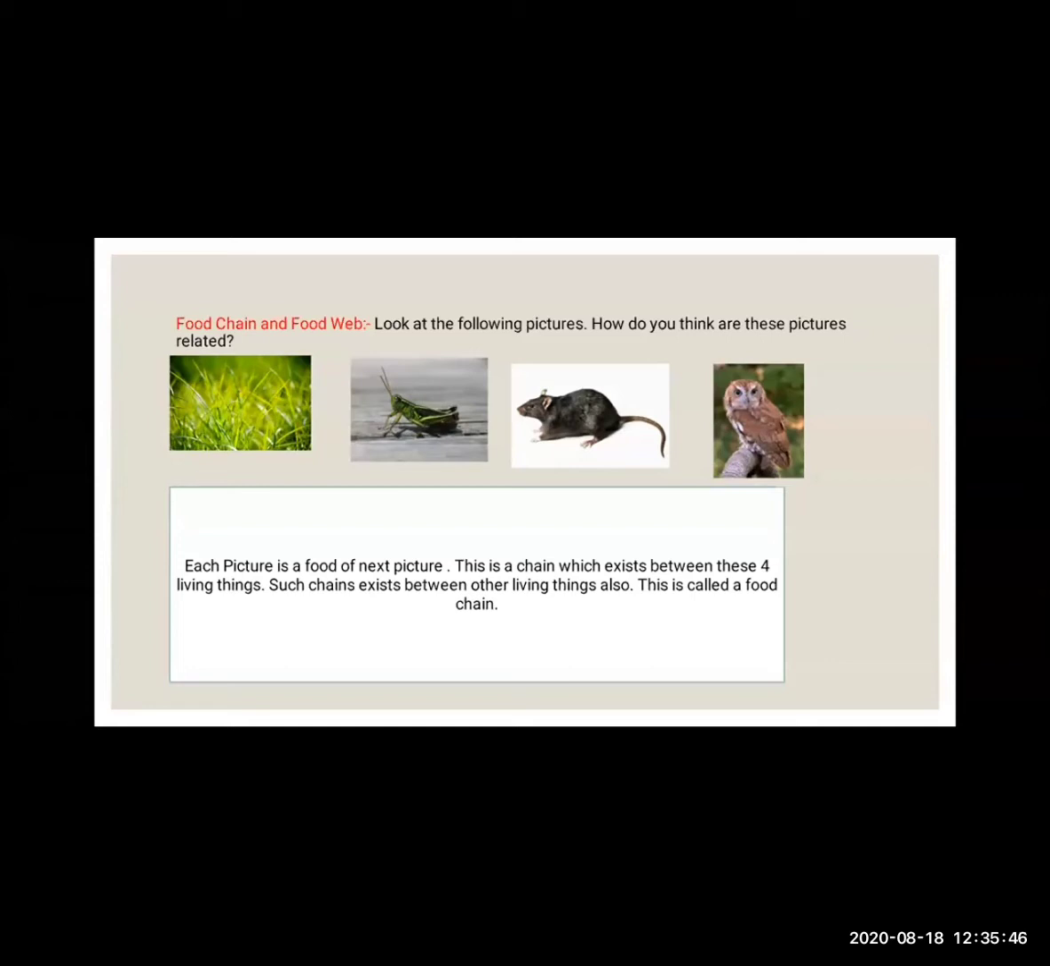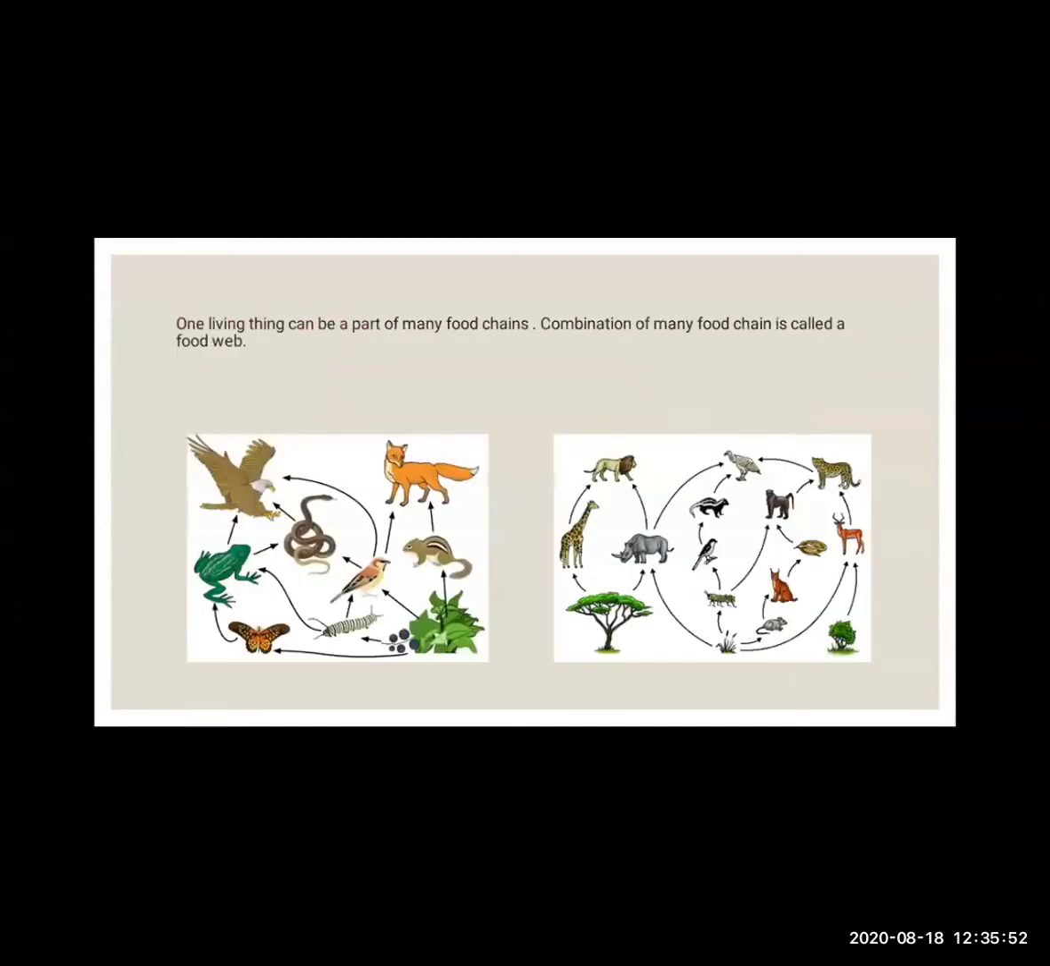This is called a food chain. Next picture you will come to know. One living thing can be part of a food chain. One living thing can be a part of many food chains. Combination of many food chains is called a food web.